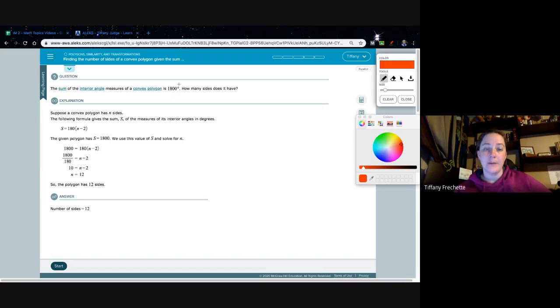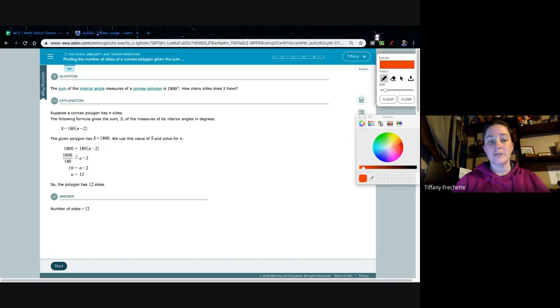So in the last couple, we've been finding the total and then using that to find either a missing angle or in one of them we were just finding the total in general. So this time they're going to give us the total and we're going to work backwards to find N. So if we know that the total is 1800 and S is the sum, that's what the capital S stands for, the sum of the interior angles, we're going to put 1800 instead of S, and that's going to equal 180 times N minus 2.